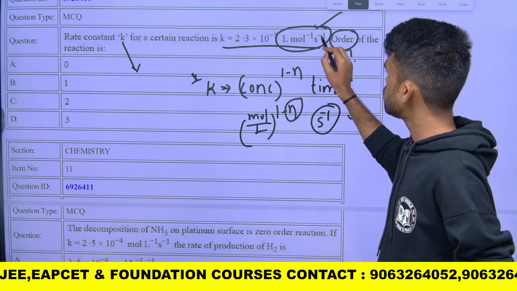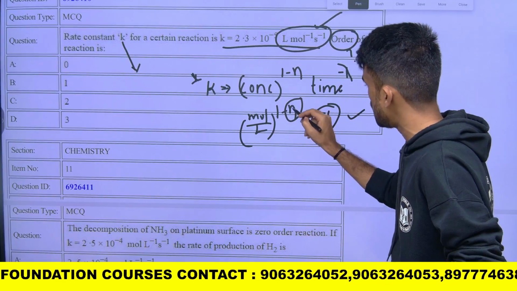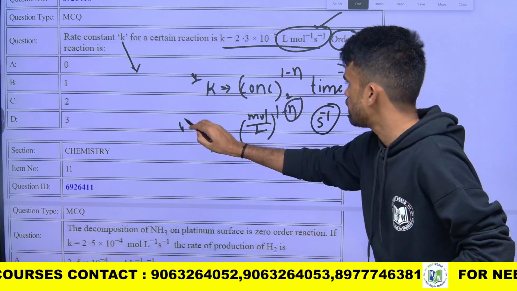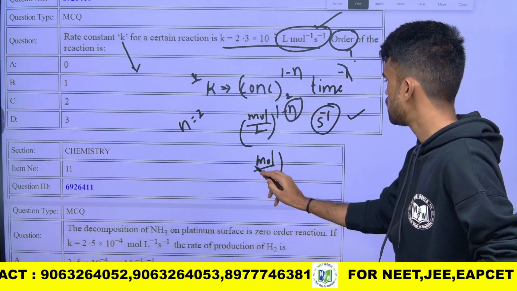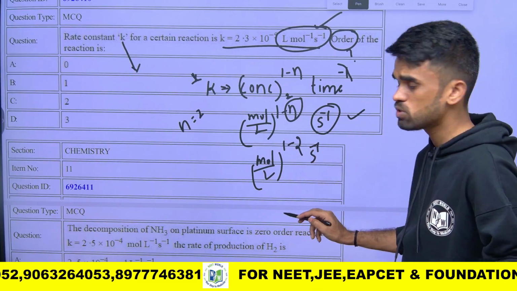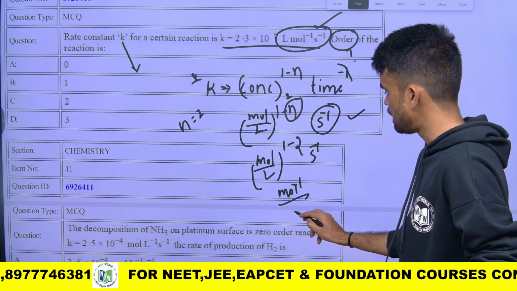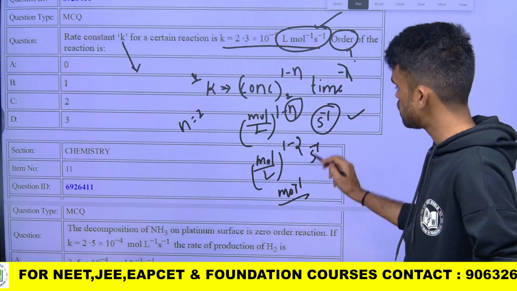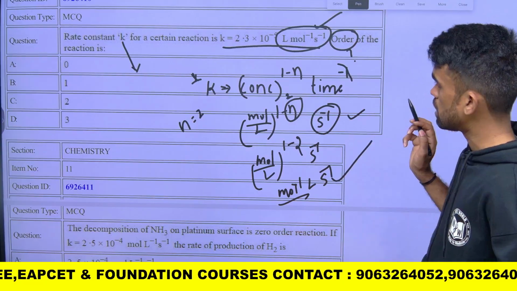So in order to get this, what is a suitable n value? If n value is 2, what are we getting, just check. So mole per liter to the power 1 minus 2, second inverse. 1 minus 2 means minus 1, so mole power minus 1. Here liter in the denominator already has minus 1, if I write it in the numerator, minus 1 into minus 1 gives plus 1. So mole inverse liter second inverse. This is the unit we got.